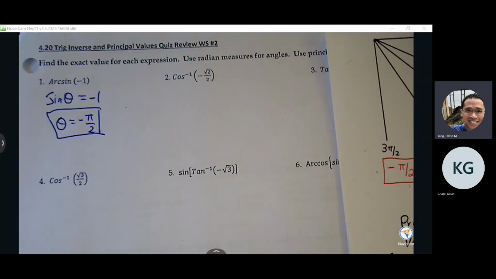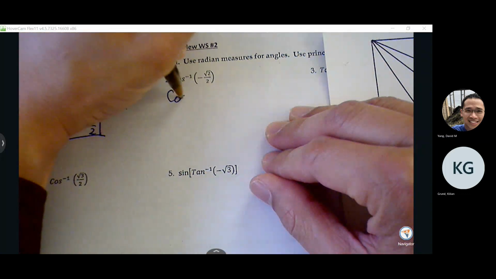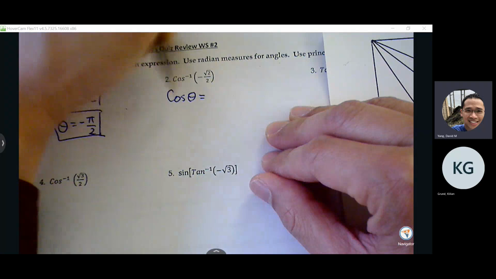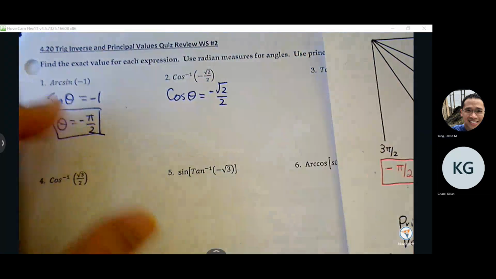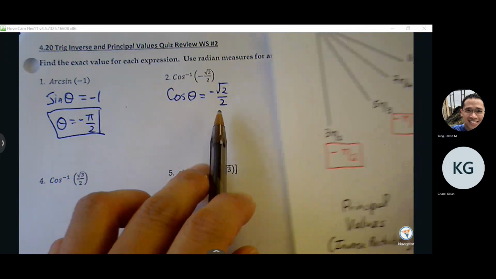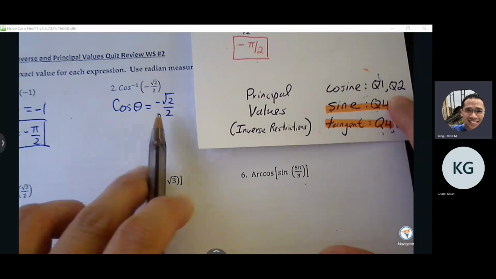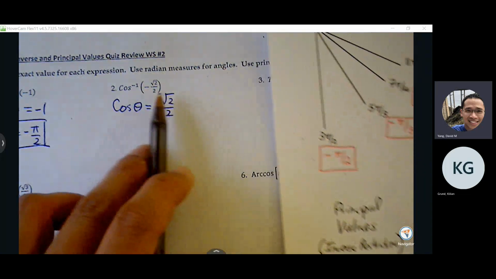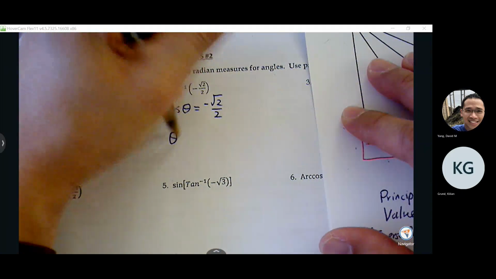Inverse cosine of -√2/2. Principal values, uppercase C. So cosine is equal to -√2/2. With cosine, negative is in the second quadrant. And we know it's in the π/4 family. So 3π/4.